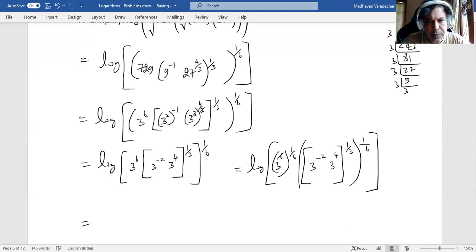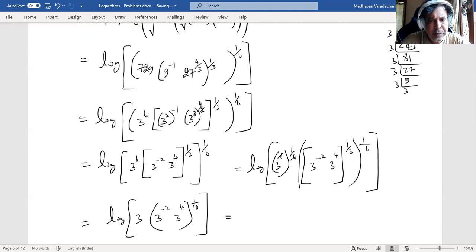So this 6 goes with this. We get log of 3. And now in this, 6 3s are 18. So 3 power minus 2, 3 power 4 to the power of 1 by 18, which is log 3 power minus 1 by 9. This is 3 power 2 by 9. So 2 by 9.